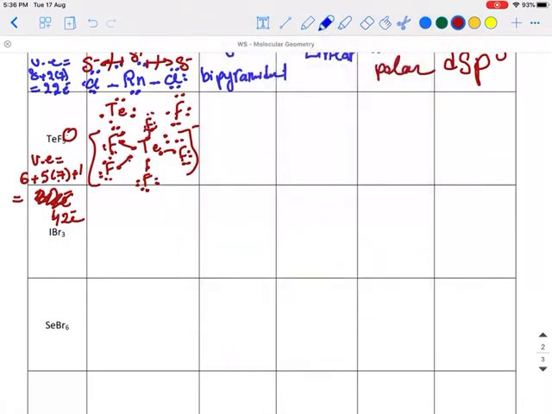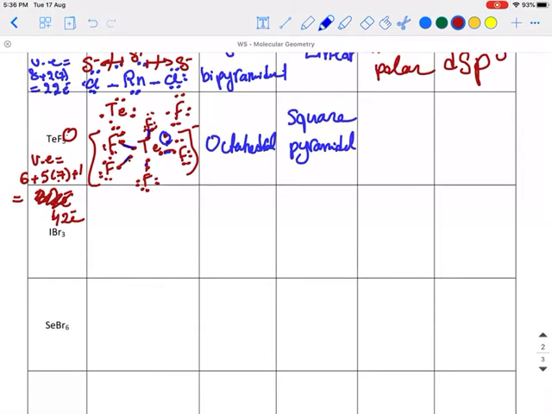Now what about the electron geometry? When we have 6 around, this electron pair belongs to this tellurium. So when we have 6 bonds, 1, 2, 3, 4, 5, 6, it is octahedral. Now what about the molecular geometry? Not all of them are bonded. One of them is a lone pair, so it will have the shape square pyramidal.